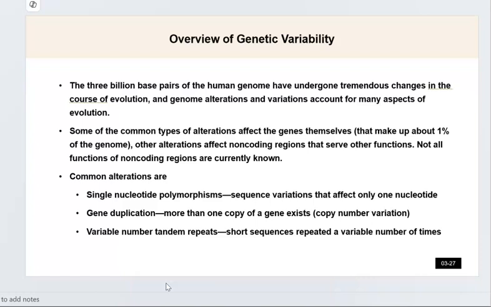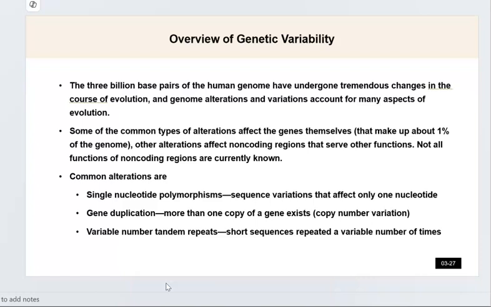All right, genetic variability. The 3 billion base pairs of the human genome have undergone tremendous changes in the course of evolution, and the genome alterations and variations account for many aspects of evolution. Some of the common types of alterations affect the genes themselves. That's about 1% of the genome. But the other alterations affect the non-coding regions that serve other functions.